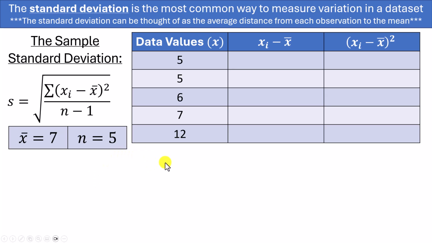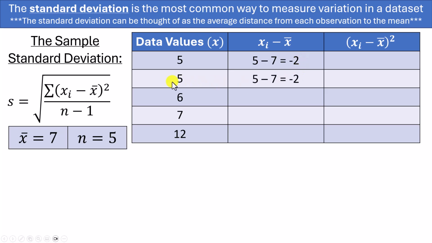Next, we can find the deviation of each value, which is just taking each value and subtracting the mean, which is our second column here. So we can take our first data value of 5 and subtract the mean of 7. 5 minus 7 is equal to negative 2. This tells us that the value of 5 is 2 units below the mean of 7.